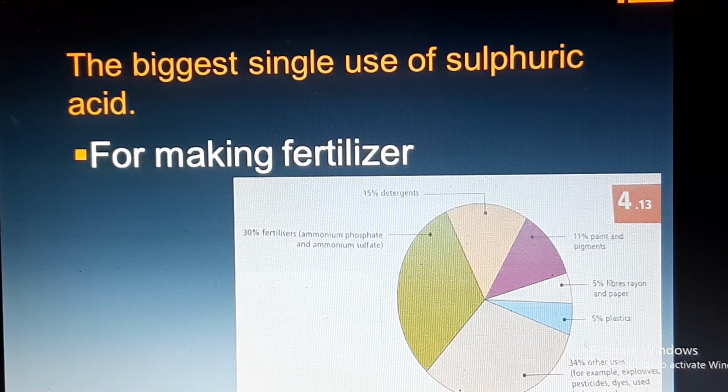Here are some questions. The biggest single use of sulfuric acid. See the diagram. The biggest single use is 30%. Single use means only for fertilizer. Here the 34% covers so many uses and so many products, but only for fertilizer they are using 30%. So the biggest single use of sulfuric acid is for making fertilizer.